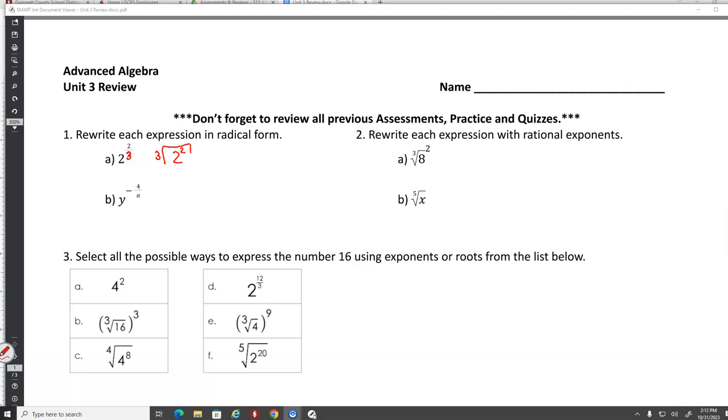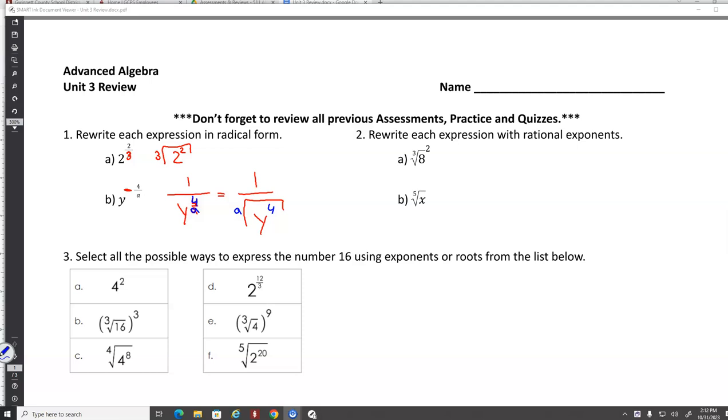B, this negative right here tells us a direction of where it's going to go. So negative exponent means it's going to be 1 over. So I could write it, if you want it in steps, as 1 over y to the 4th over a. Okay, now I'm going to change my bottom to radical form. Again, y goes in the middle, a goes on the outside, and 4 goes on the inside. And that's your final answer.